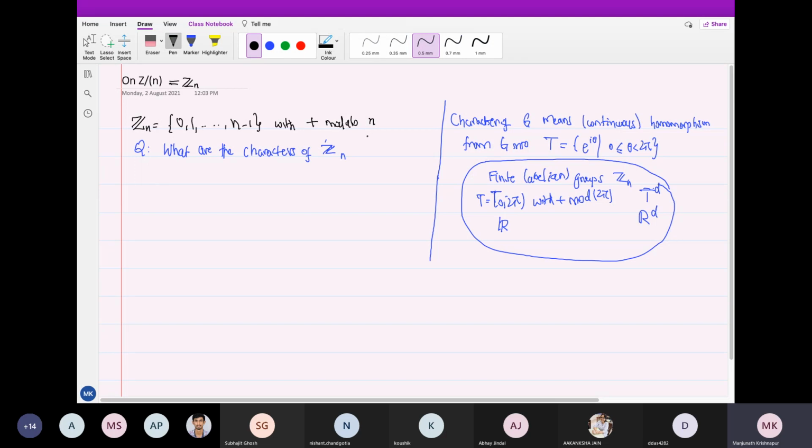So what are the characters of Z_n? That is the question. Now, the answer is very simple, actually. This is a cyclic group, and we want a homomorphism from Z_n into the circle group.